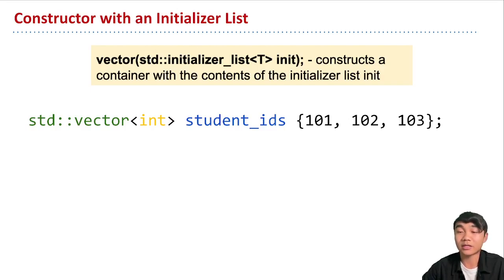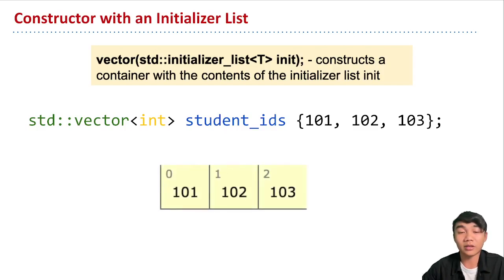This is a special constructor that takes in that initializer list, which we will represent within curly braces. So within the curly braces, we can have a comma-separated list of the elements that we want to store within that vector. So in this case, I have 3 integer values that I want to put in this vector, and when we visualize it, we end up with a vector that contains the 3 elements that we have within the curly braces, 101, 102, and 103.